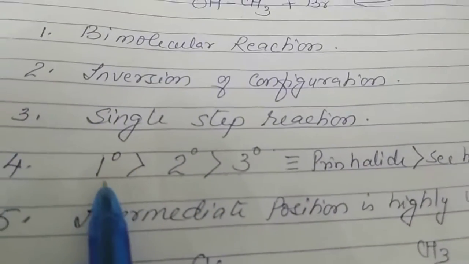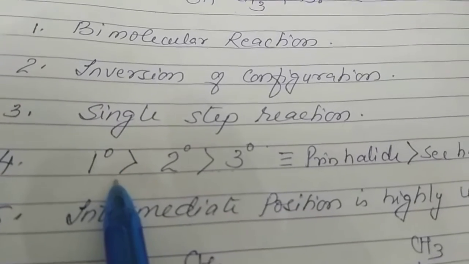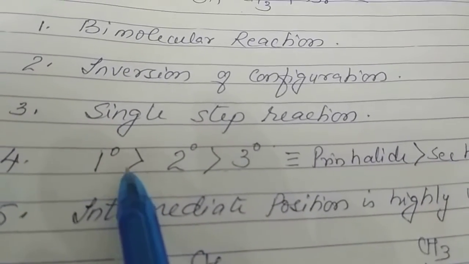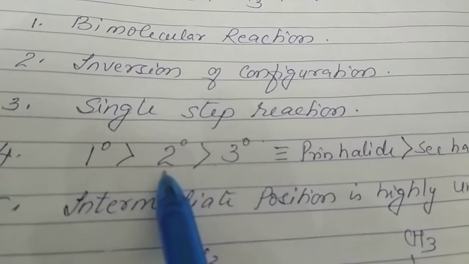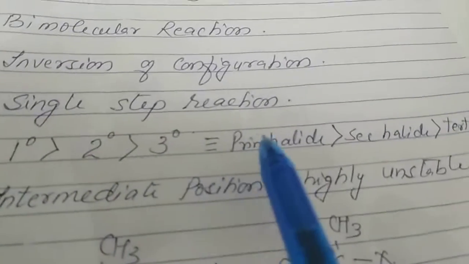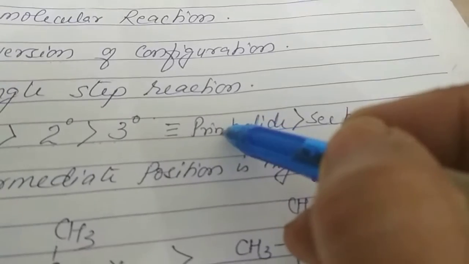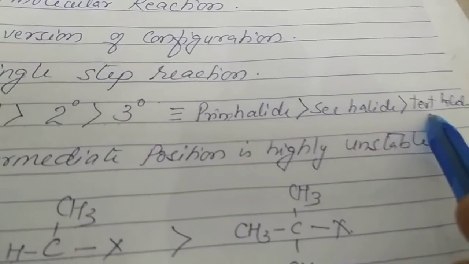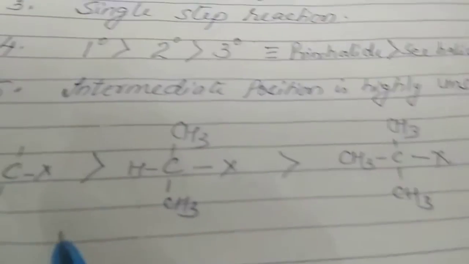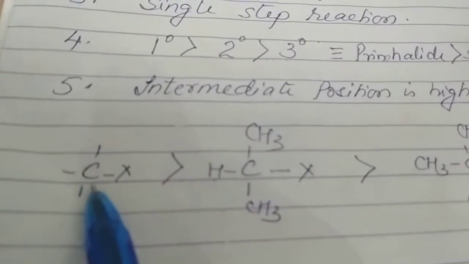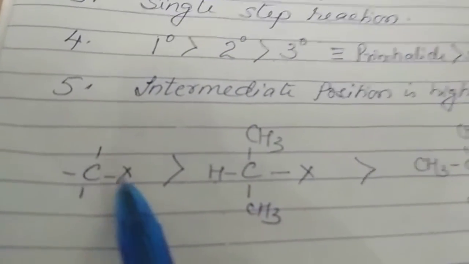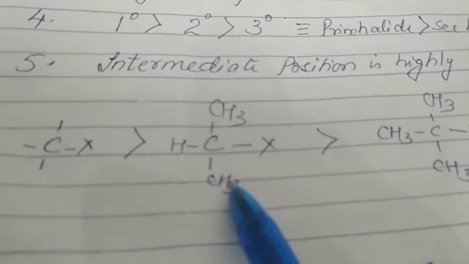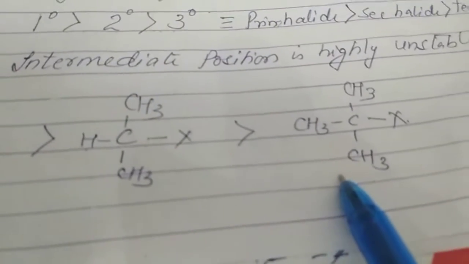Now the last point: a primary alkyl halide is more effective in this SN2 reaction. It takes place very efficiently, then with secondary and then tertiary. You can write it in the form of primary halide, then secondary halide, and then tertiary halide. Here I have drawn some reactions. This is an alkyl halide, that is, methyl halide. This forms the primary halide compound. When two methyl groups get attached, it becomes secondary, and this becomes tertiary.